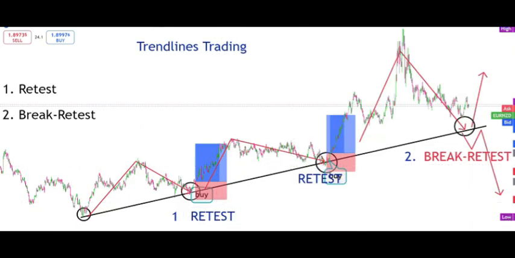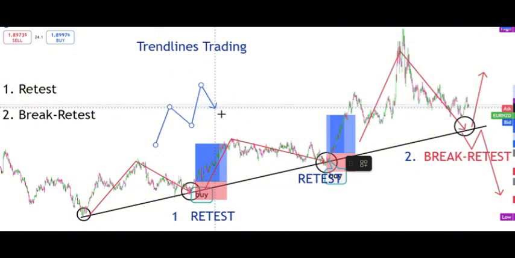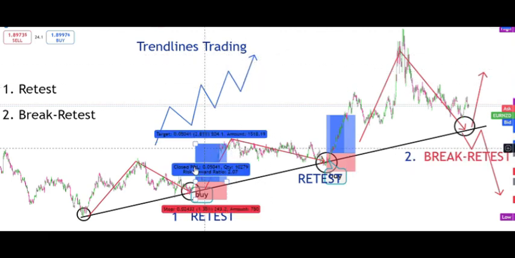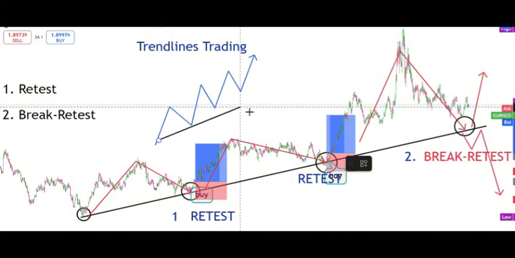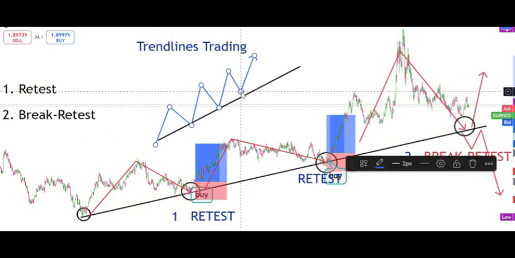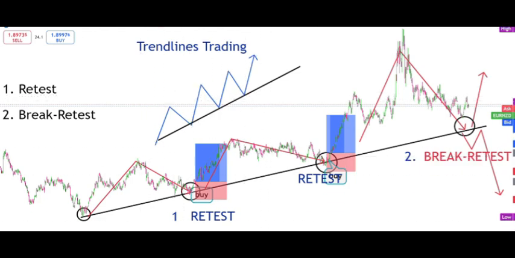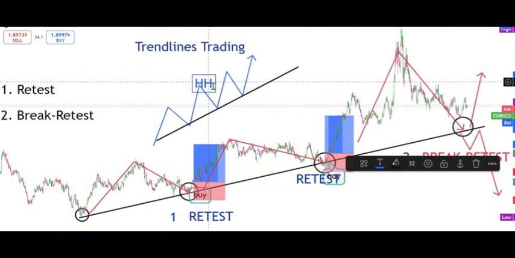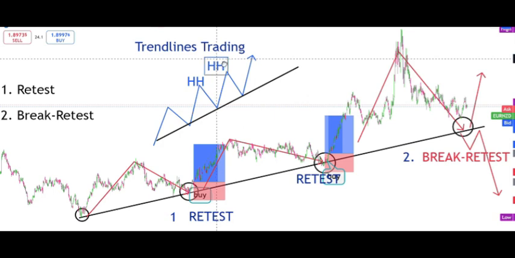Similarly, in an uptrend, you have higher highs and higher lows. Just to illustrate, this is an uptrending market. In an uptrending market, you have higher highs and higher lows. This is a higher high, and that is another higher high. This is a higher low.